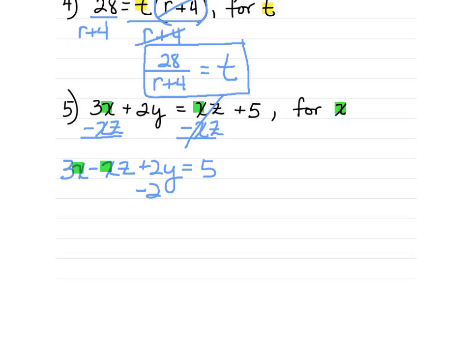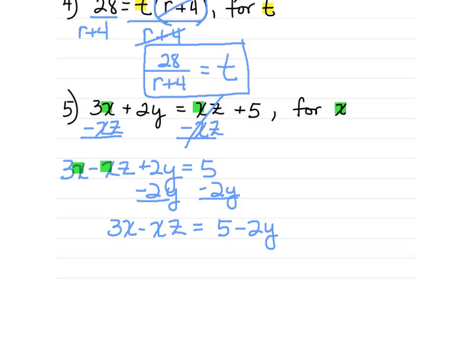Let me subtract 2y from both sides and see what's left. We have 3x minus xz equals 5 minus 2y. Of course, 5 and 2y are not like terms, and I cannot combine those.